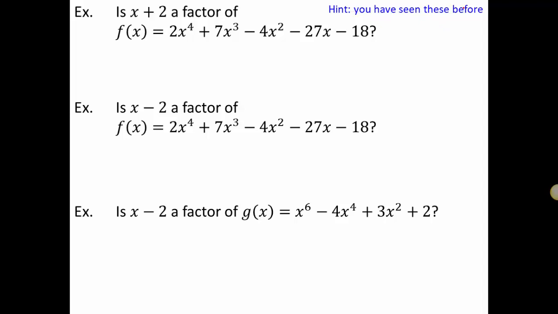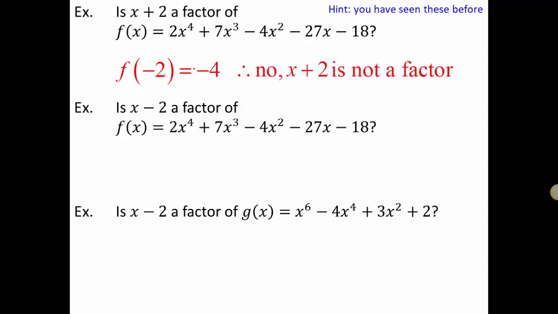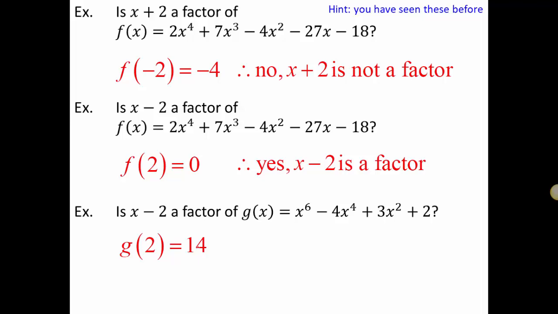It's up to you. But I will point out that you have seen these before. Hint, hint, nudge, nudge. These are the same 3 polynomials that we did on the remainder theorem, which means you've already evaluated. So looking at the first one, f of -2, when we did it previously for the remainder theorem examples, we got -4. The fact that I get -4 means no, x plus 2 is not a factor. In order for it to be a factor, this would have to come out to 0. On the second one, remember we already did the synthetic division. We came up with f of 2 equals 0. Since it's 0, I can say yes, x minus 2 is a factor. And lastly, g of 2 was 14. Therefore, no, x minus 2 is not a factor of g.